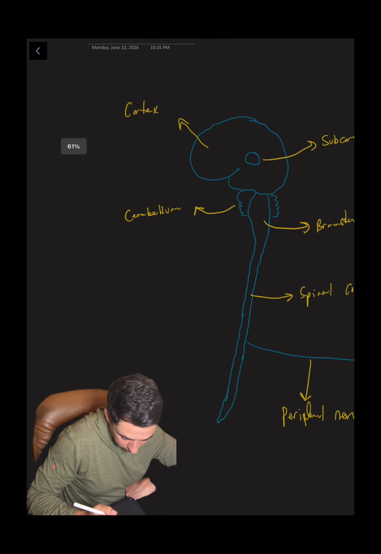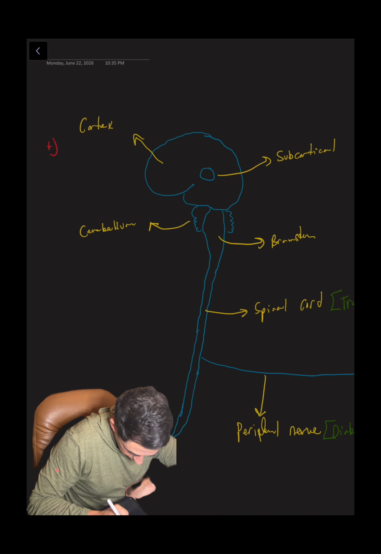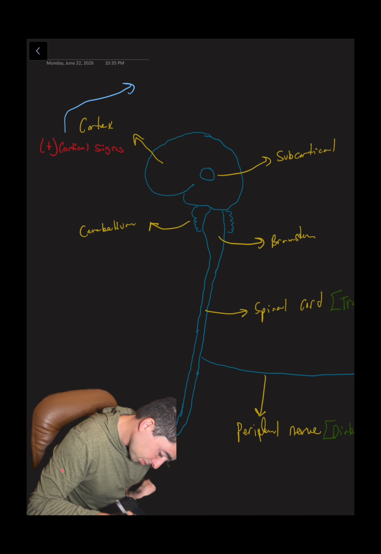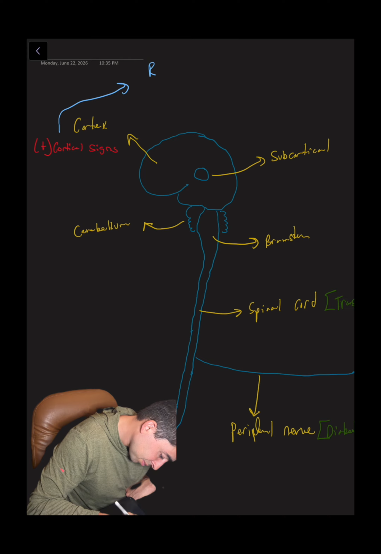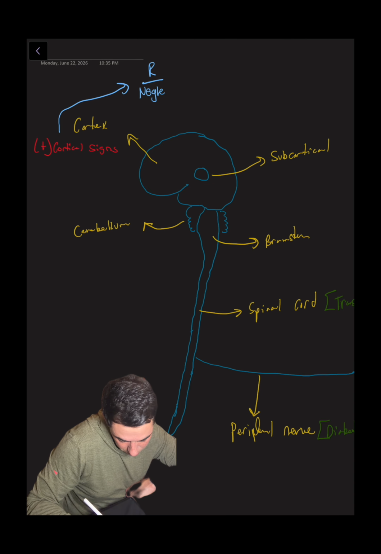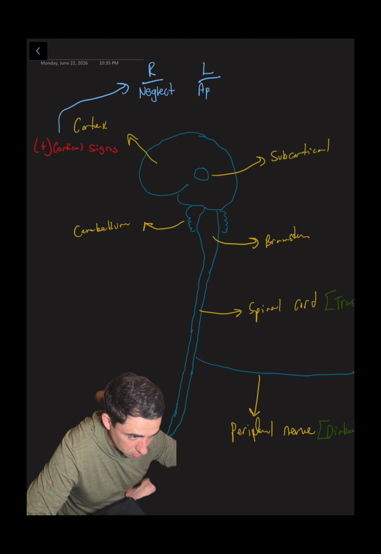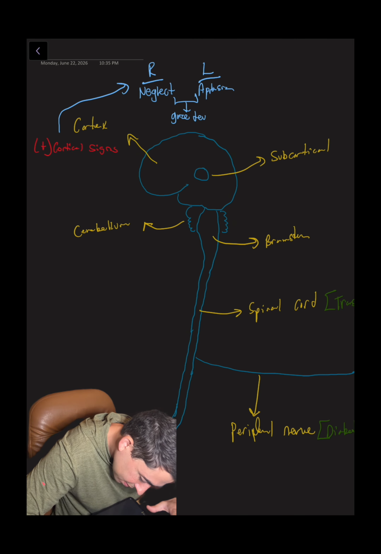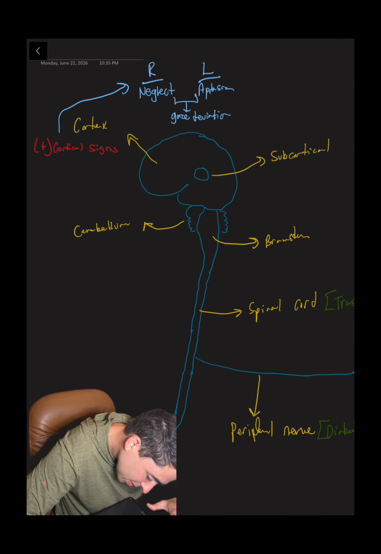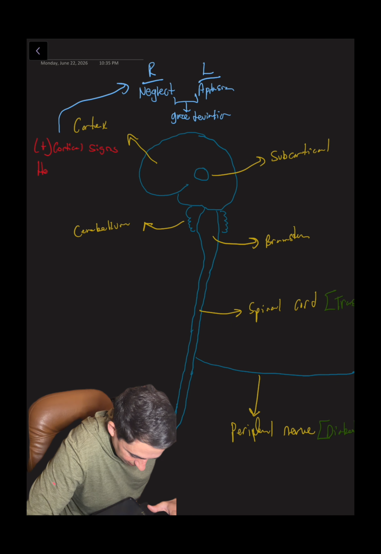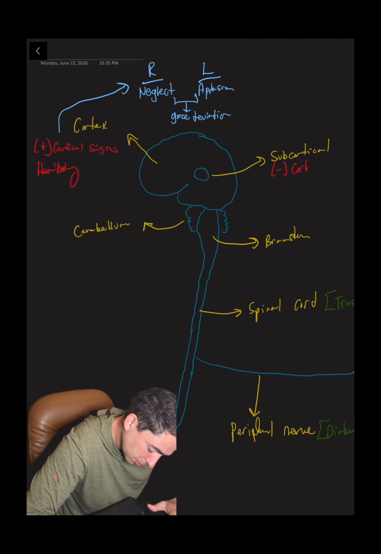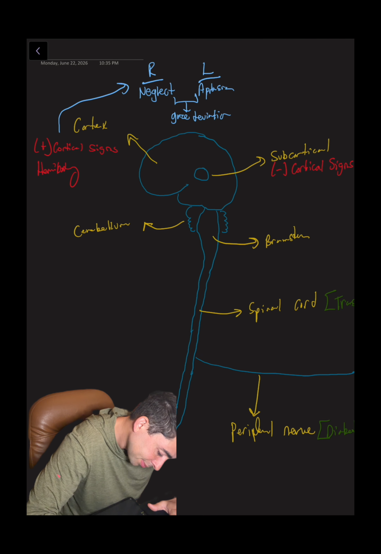At the very top, the cortex. If a lesion is here, you get motor deficits plus or minus sensory deficits plus cortical signs. There are three main cortical signs: aphasia, neglect, and gaze deviation. Neglect is typically associated with a right MCA stroke. Aphasia is typically associated with a left MCA stroke. And gaze deviation, you look towards the side of your lesion. So if someone came in with right arm weakness, aphasia, and a left gaze deviation, we would localize that to the left MCA region.